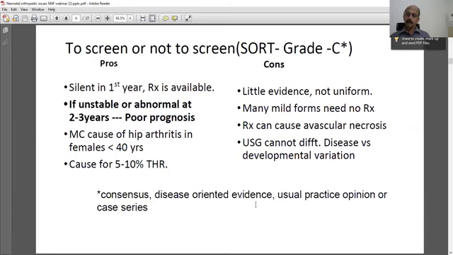And over-aggressive treatment can cause avascular necrosis, but that depends on how the treatment is done, whether it's done in overextension, over-abduction, or in the safe zone, which is important. That's usually an orthopedician's call, but it's important that avascular necrosis is an important cause of problems in very mild DDHs if aggressively treated. And ultrasound cannot differentiate between disease and developmental variation. Of course, we'll leave it to those who derive the consensus to decide on that. But for us, it's important to screen.